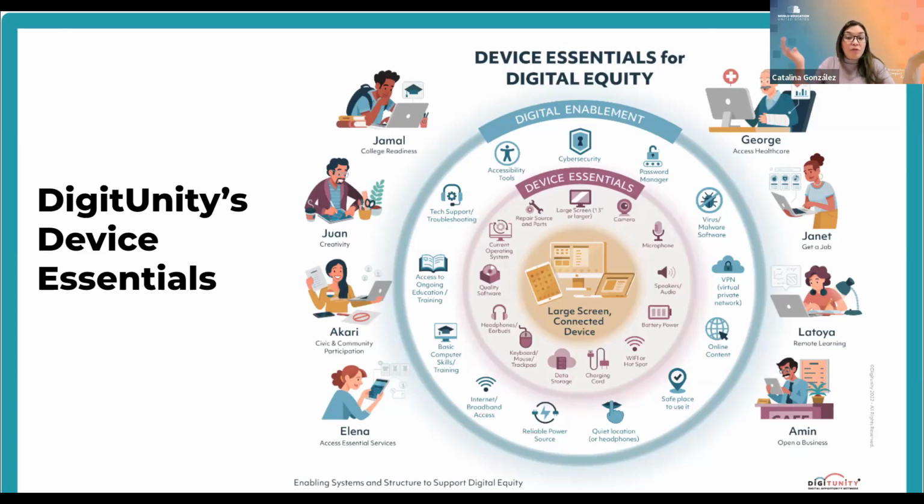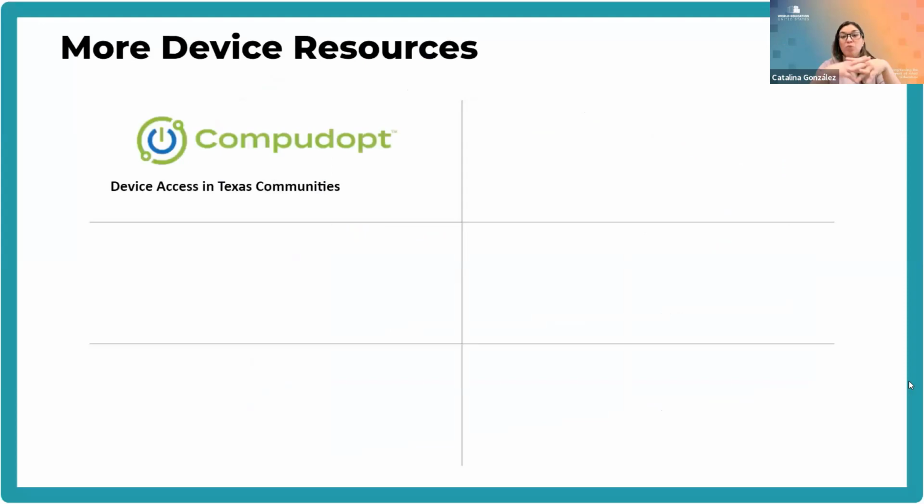Where do you go for devices? One of the most difficult things, they're expensive. They also get damaged easily. And then what do you do? So here are some resources. Number one, the place to go right now in your community is Compudot. Texas is already partnering with them. So please look at the website and see what resources are available for learners in your community.